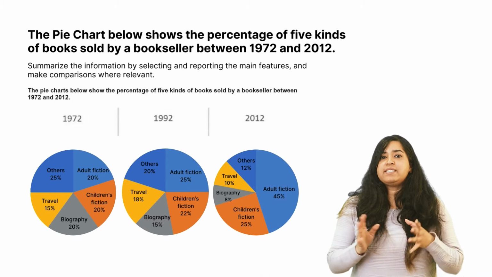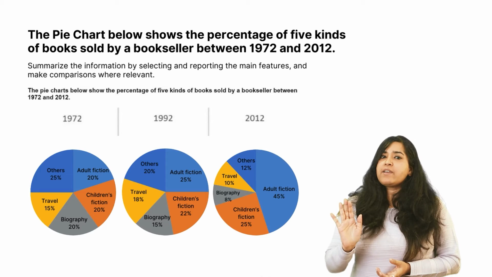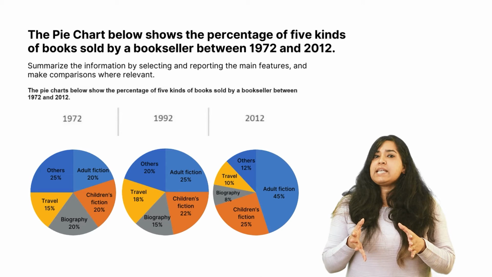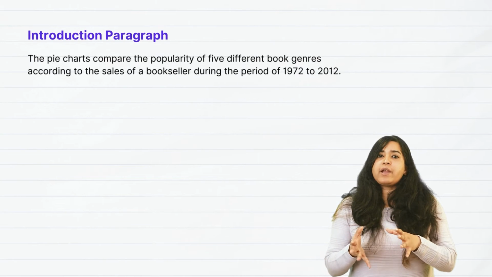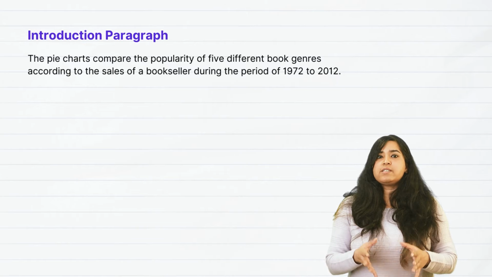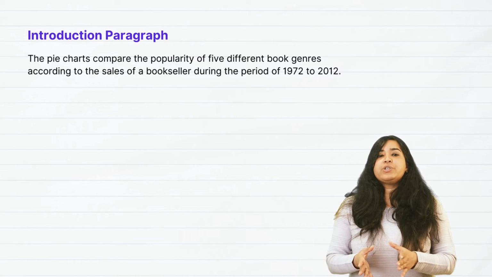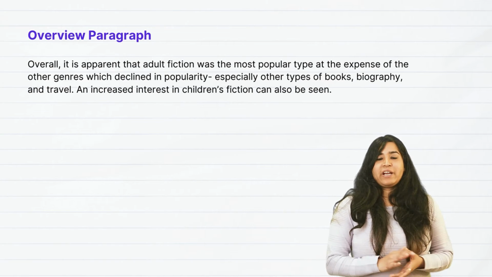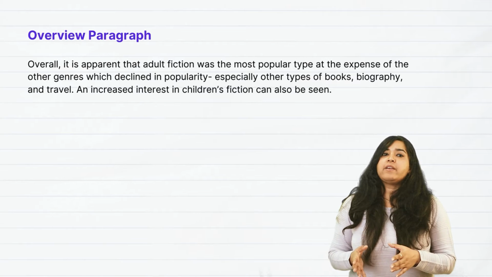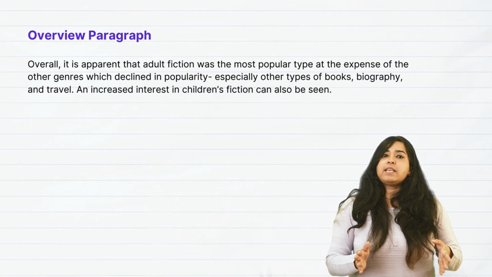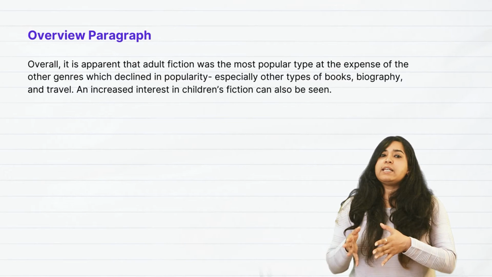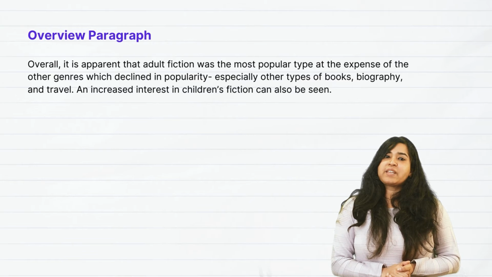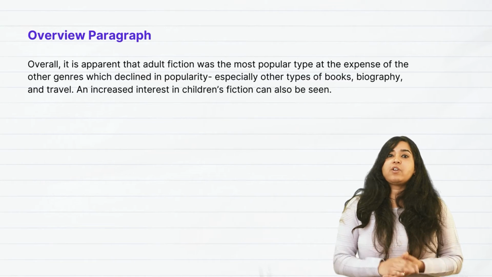And again, our question is, the charts below show the percentage of 5 kinds of books sold by a bookseller between 1972 and 2012. So we can say something like, the pie charts compare the popularity of 5 different book genres according to the sales of a bookseller during the period of 1972 to 2012. Now on to our overview paragraph. Overall, it is apparent that adult fiction was the most popular type at the expense of the other genres, which declined in popularity, especially other types of books, biography, and travel. An increased interest in children's fiction can also be seen.